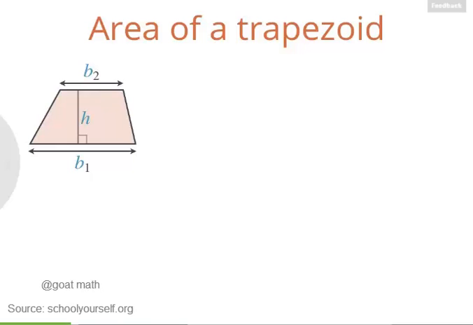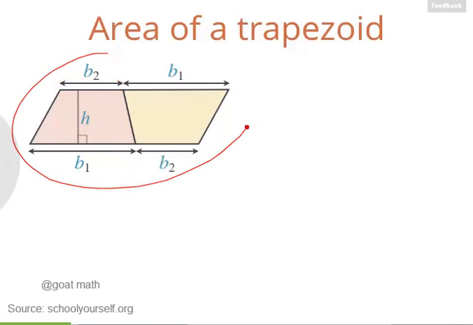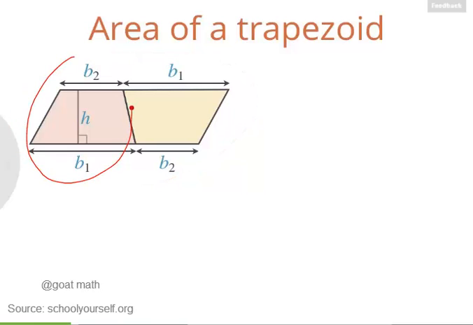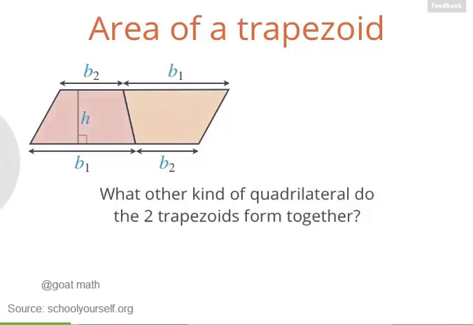First, let's make a second copy of the trapezoid and flip it over. This side is another copy of our base down here, so it has length b1. And this side is another copy of our base up here, so it has length b2. This new shape is made up of two trapezoids, so it has twice the area as our original trapezoid. Now what kind of quadrilateral is this new shape?